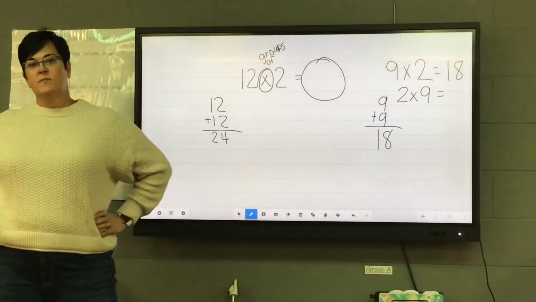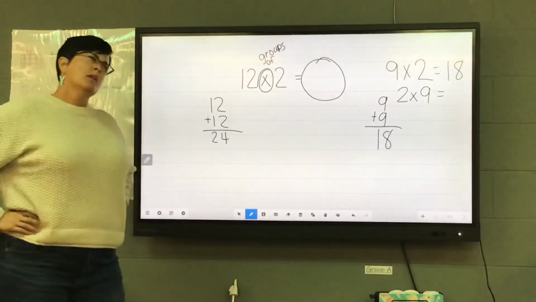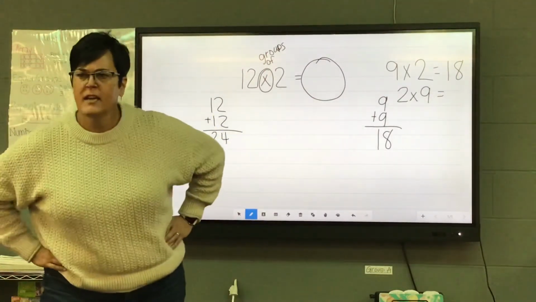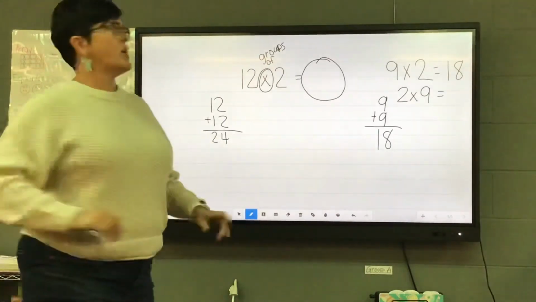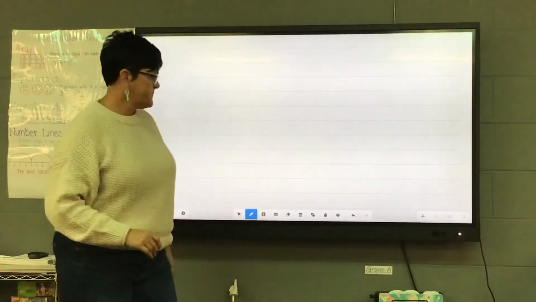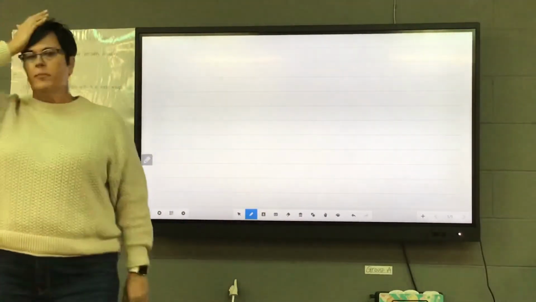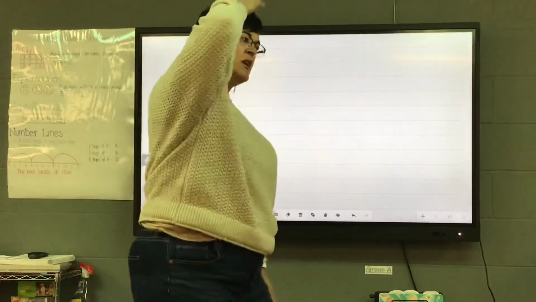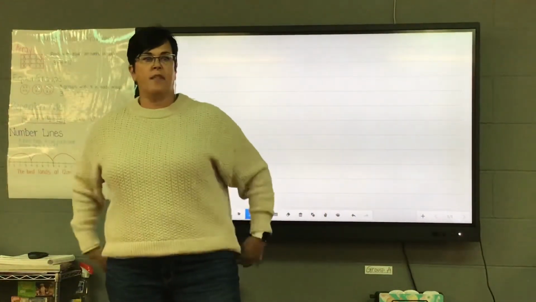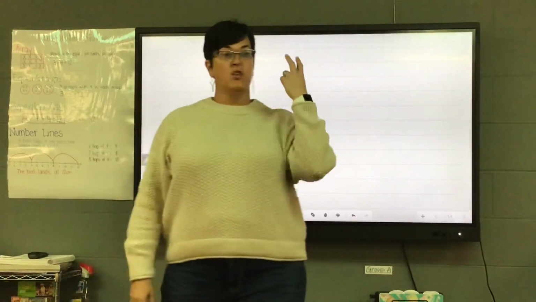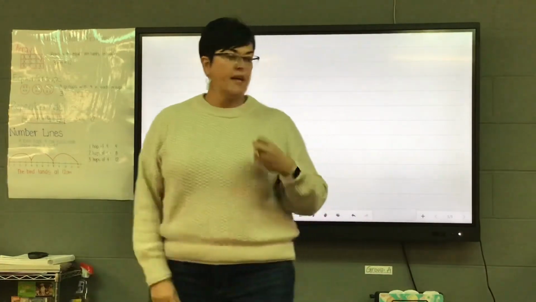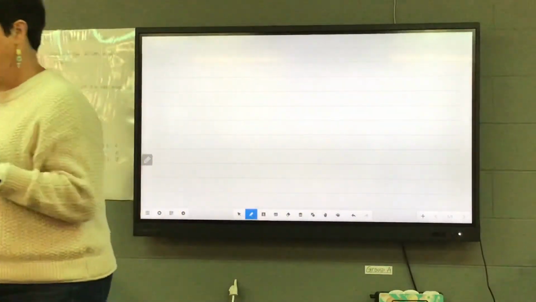If 9 times 2 equals 18, 2 times 9 equals what, everybody? 18. Also 18. All right, erase your desk. Let's go back to skip counting. We're gonna go back to what we had first talked about in math. Skip counting by 2s. Show me how you would skip count by 2s 12 times.